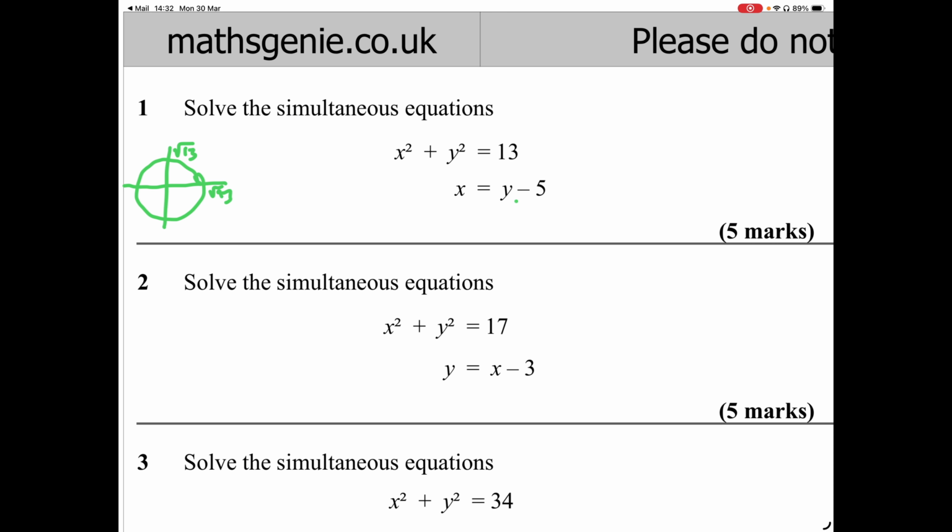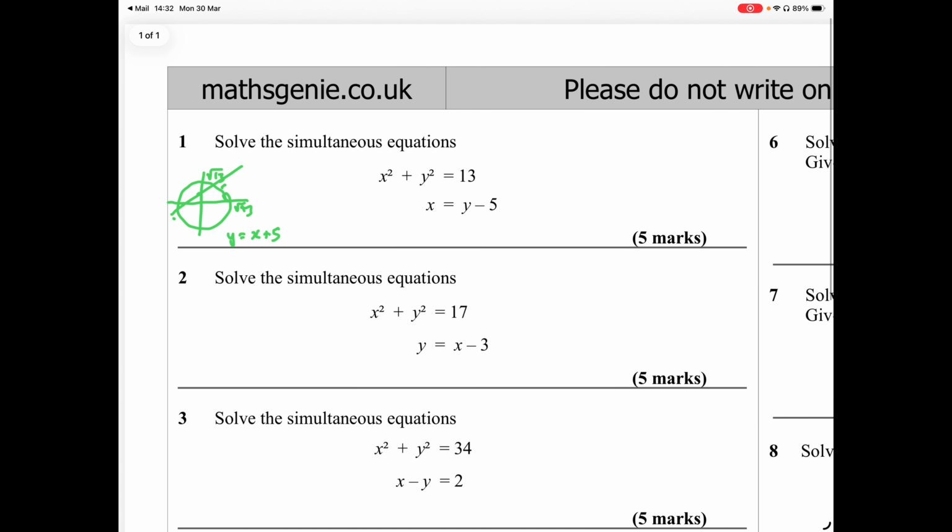And then x equals y minus 5, so y equals x plus 5. It would just go through there and look like that. And so that would be the point where it worked. Now, I'm going to do this. I don't love how thick this pen is, but it should be fine.